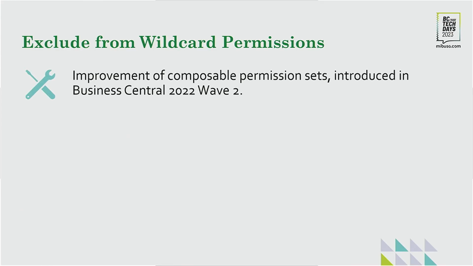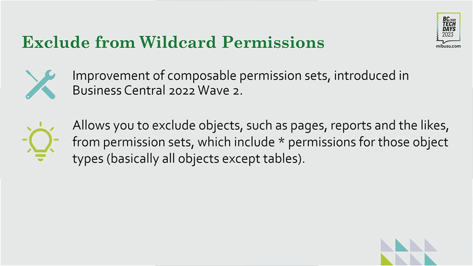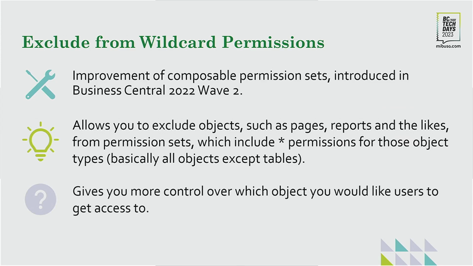Furthermore, we also introduced in Wave 2 of Business Central 2022 exclude from wildcard permission. And this is a very powerful feature because it allows you to exclude objects such as pages and reports from permission sets that include wildcard permissions. So now it gives you more power because you can effectively grant everything, as most of our permission sets do for execute permission. You can grant everything, and then you can say except this one and except this one. So it's a new way of controlling permissions. And I think that's it for that.